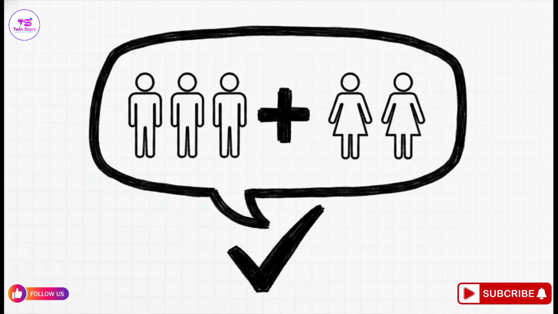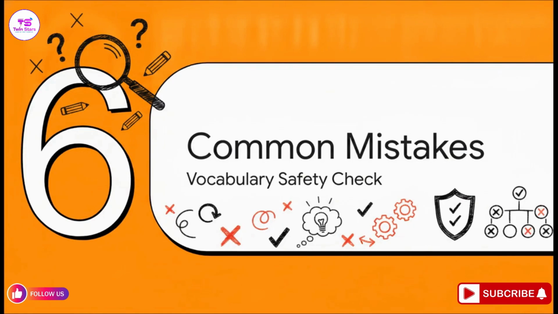Unit 1 emphasizes this straightforward structure because it's universally understood and it's polite. You are literally just plugging your own family's numbers into this clear little formula to directly answer the question. Section 6. Common vocabulary mistakes. Let's do a quick vocabulary safety check.